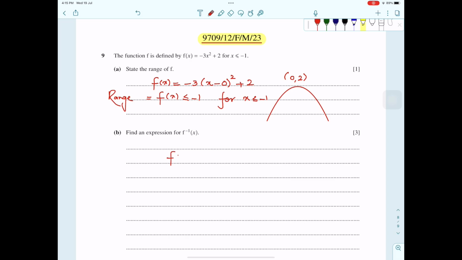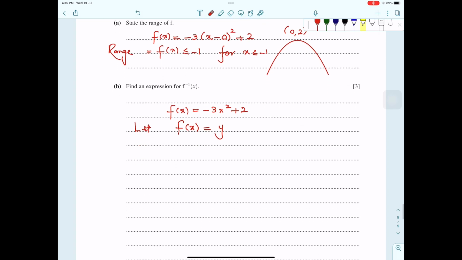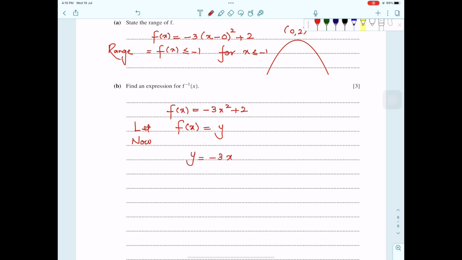And that is also very easy to do. First of all, we are going to write the original function, which is minus 3x squared plus 2. Now you will let f of x equal to y. And then you will try to make x the subject of this equation. When we say x the subject of the equation, that means x should be on left hand side and everything else should be on right hand side.